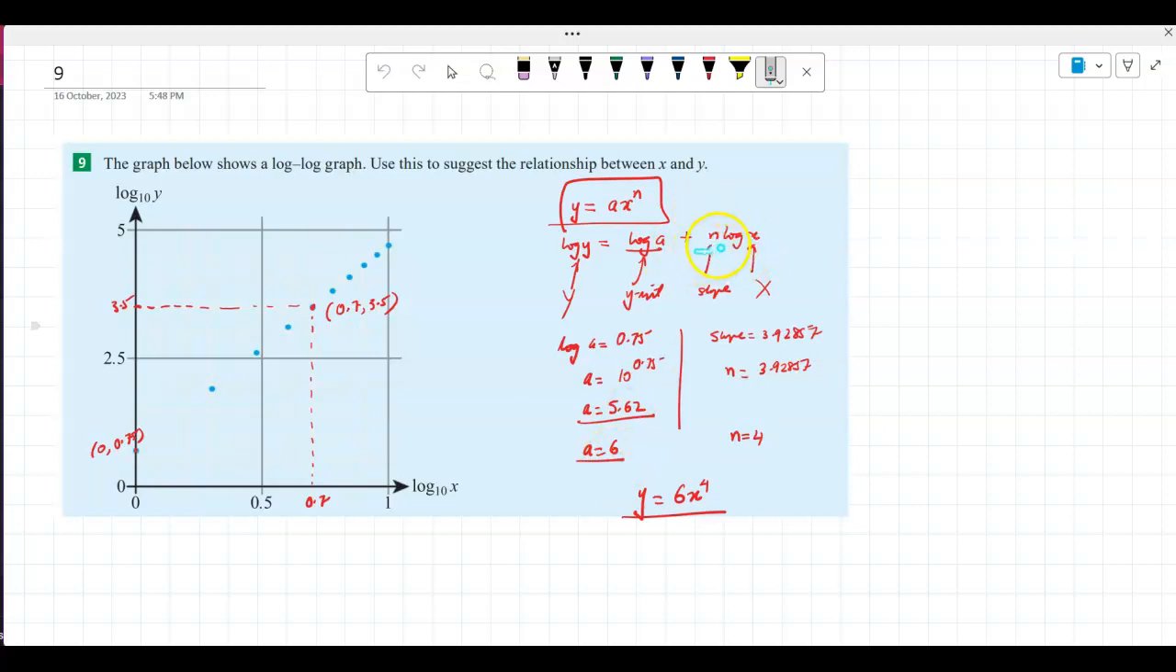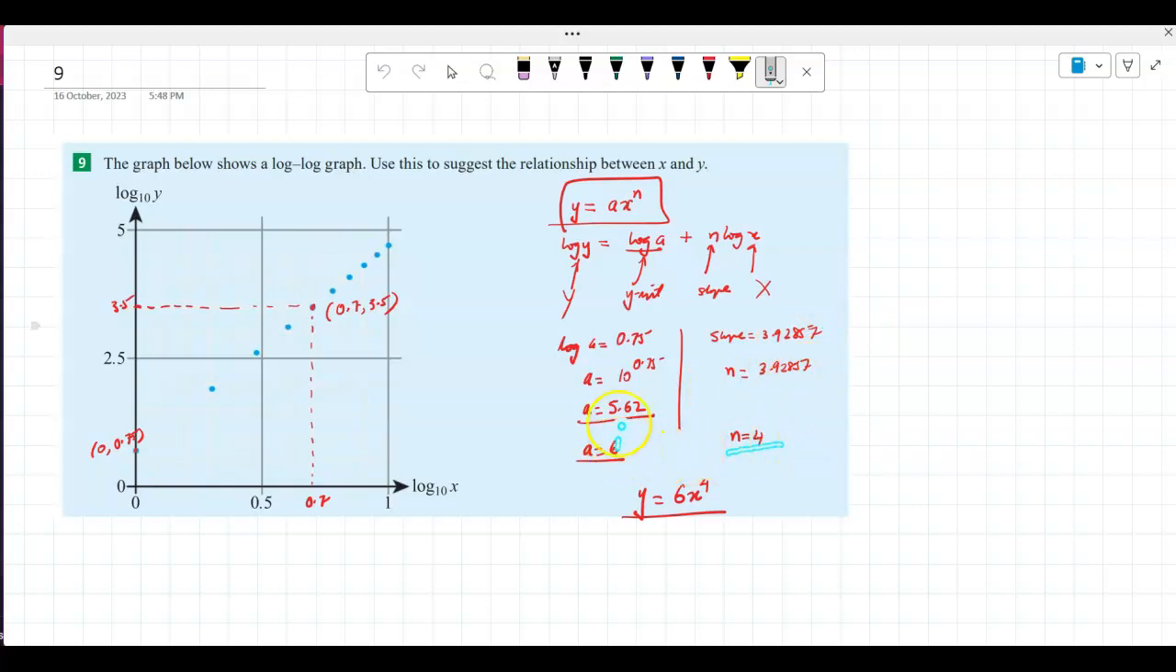This will be the slope of the line. So how do you find the slope of the line? Take 2 points and find the slope. Correct? Slope is equal to this. So this is your n. n is equal to 3.92. So your n is equal to 4.